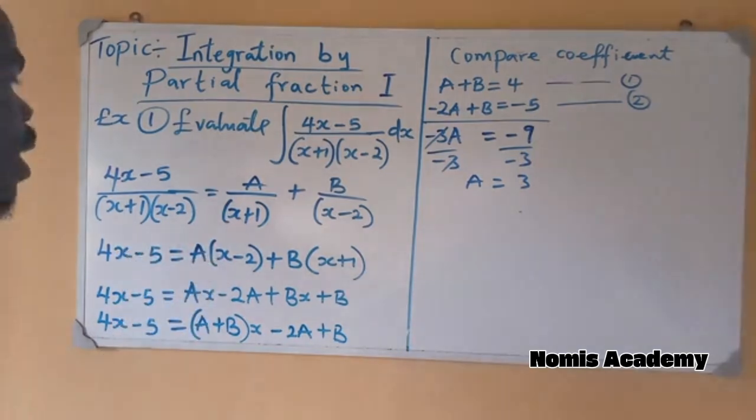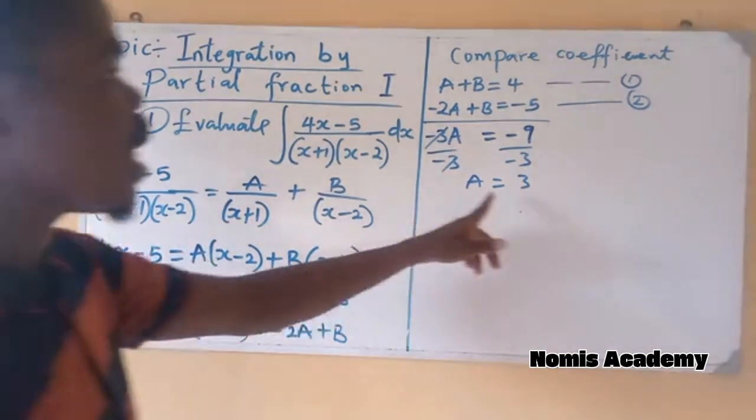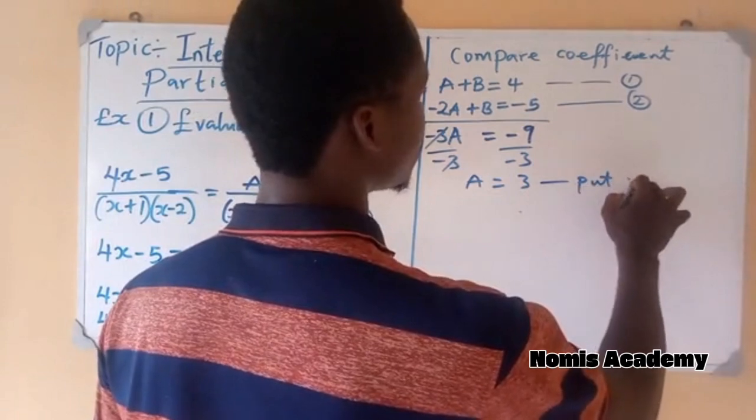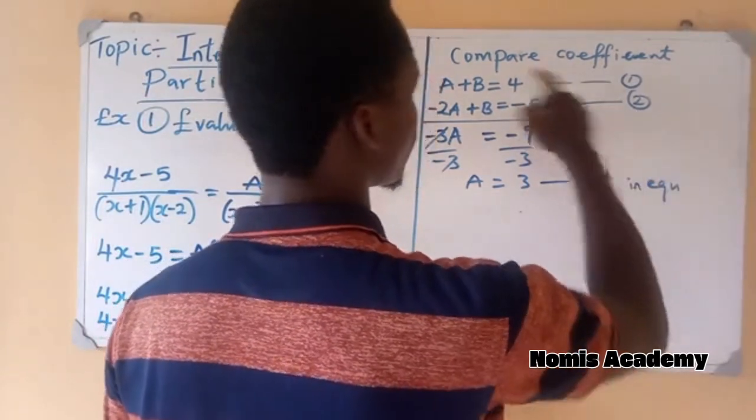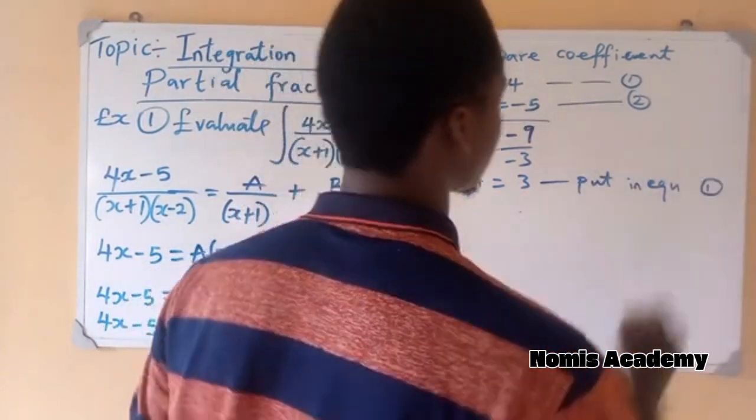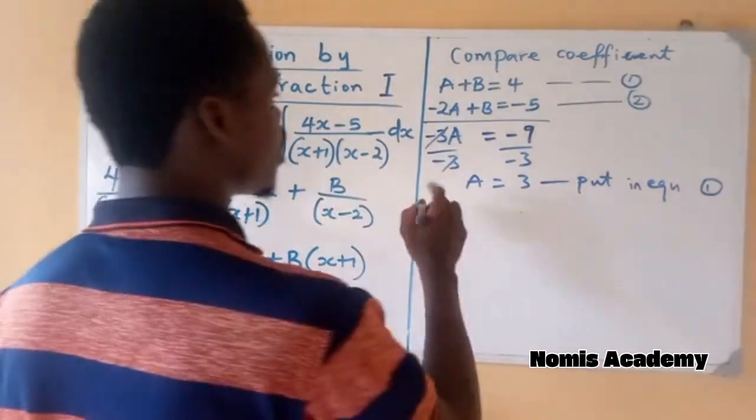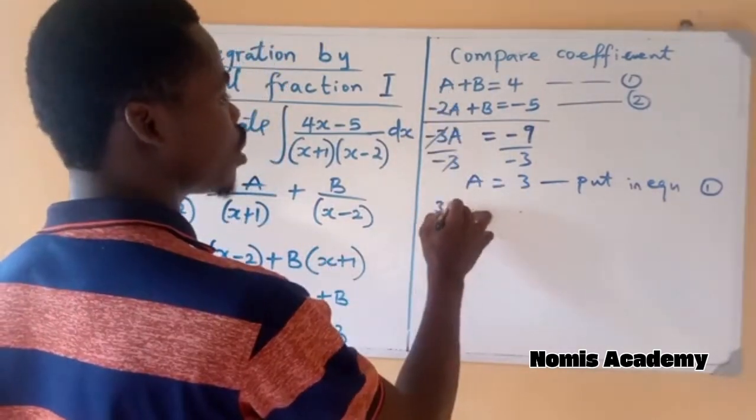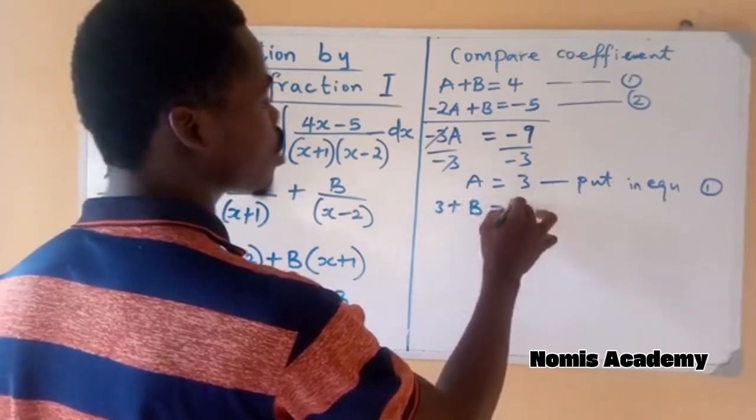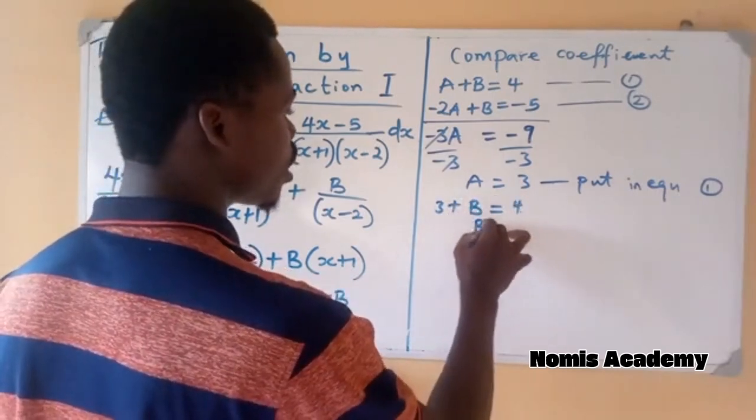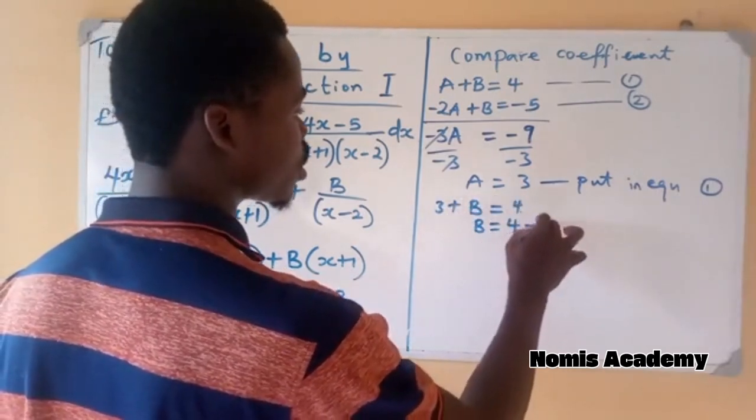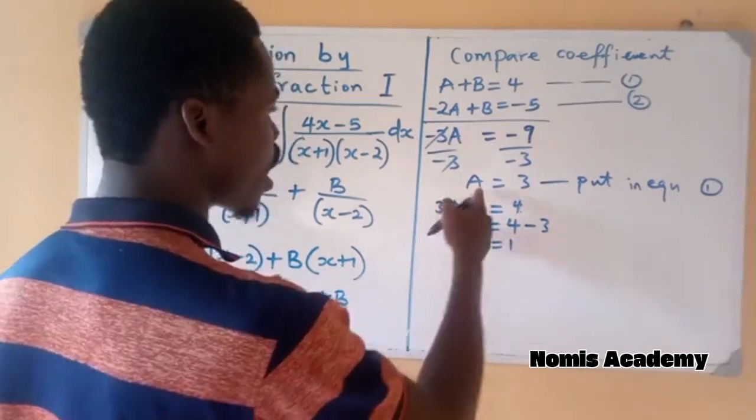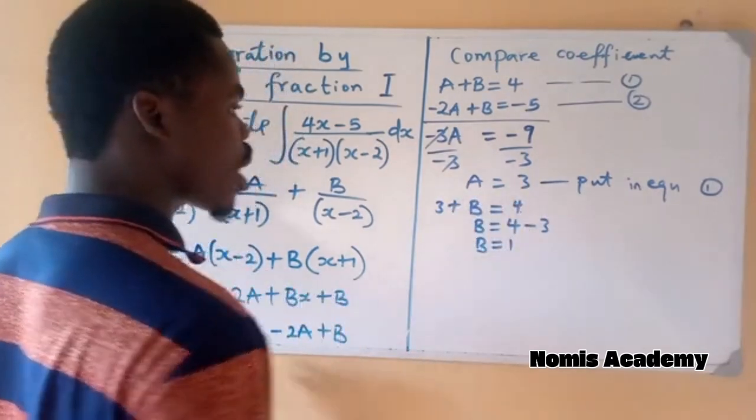Then we go further to find B. Now let's put A in equation 1. Since A is 3, we put 3 + B equal to 4. So our B is equal to 4 - 3. Our B is 1. A is 3, B is 1.